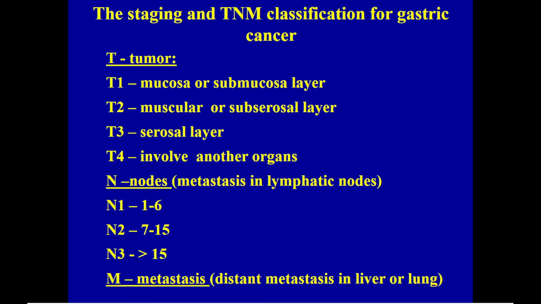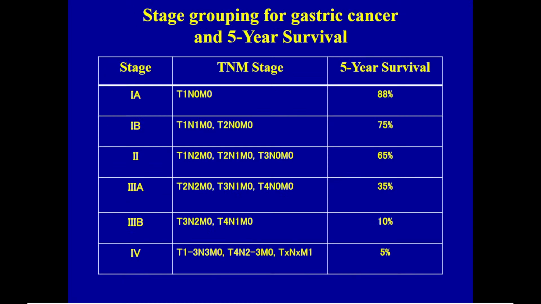N is regional lymph node metastasis. N1 means 1 to 6 lymph node metastases, N2 means 7 to 15, and N3 means more than 15 lymph node metastases. M means distant metastasis. The first organs from the stomach to which metastasis spreads are the liver and or lung, or both of them.